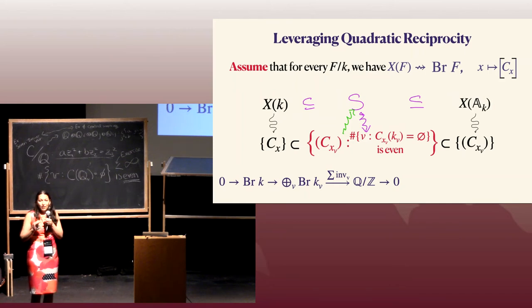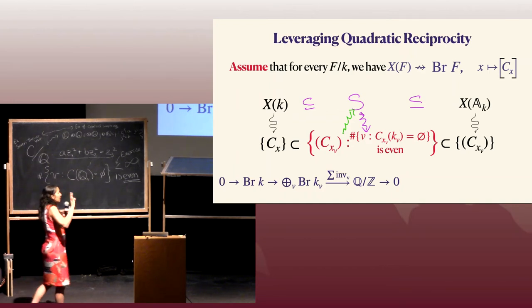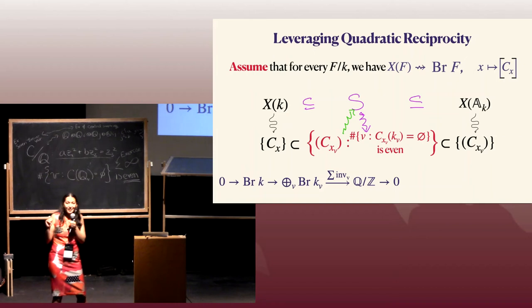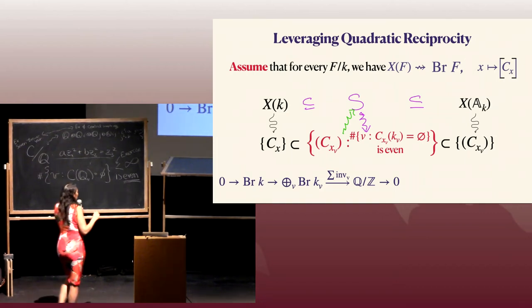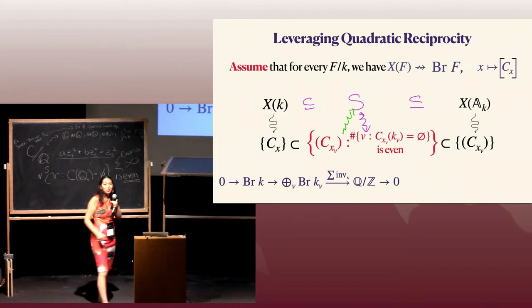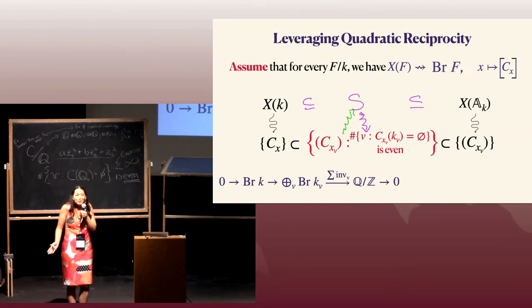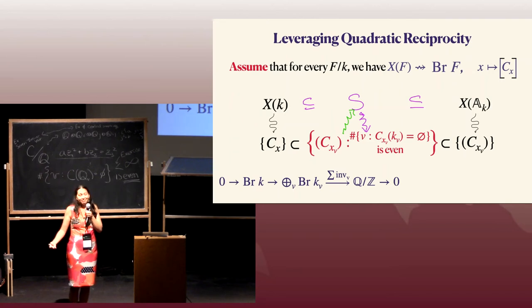So if this is the first time you're seeing this exact sequence, you can just think of this as quadratic reciprocity on steroids. Okay, and so I guess this is how I think of quadratic reciprocity over number fields. I just think of the two torsion of this exact sequence, which is maybe cheating, but it's my talk, so that's how I think of it.